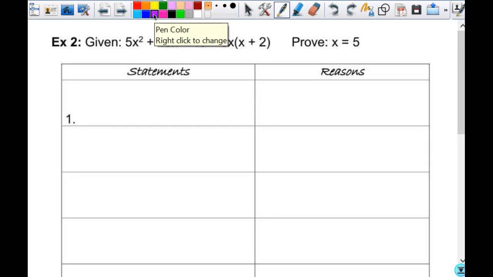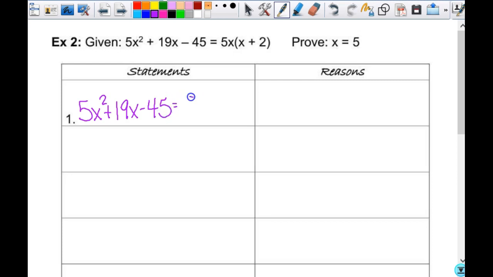All right, so I've got my given. I'm going to go ahead and write that down. 5x squared plus 19x minus 45 equals 5x times x plus 2. You just write it down exactly like you see it. Or if you're going to set up an equation when we're working through stuff and you know you're supposed to take these two things and set them equal to each other, that's all you do, literally take whatever it is and set it equal to each other. Even if you could combine stuff in your head before you did that. Then you move forward and you can skip steps all day long if it's not a proof, as long as you show me something and you're doing it right. What's my reason here? Given. Okay.